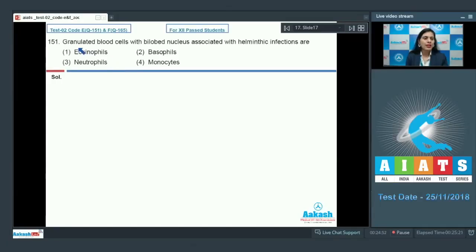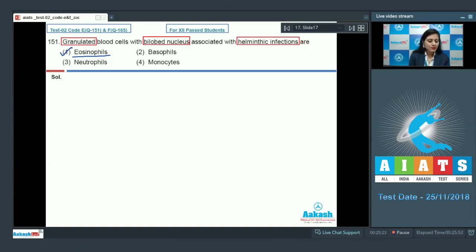Question number 151. Granulated blood cells with bilobed nucleus associated with helminthic infections are. The correct answer for this question is option number 1, that is eosinophils. Because these eosinophils are granulated and they have bilobed nucleus and are associated with helminthic infections as well as allergies.